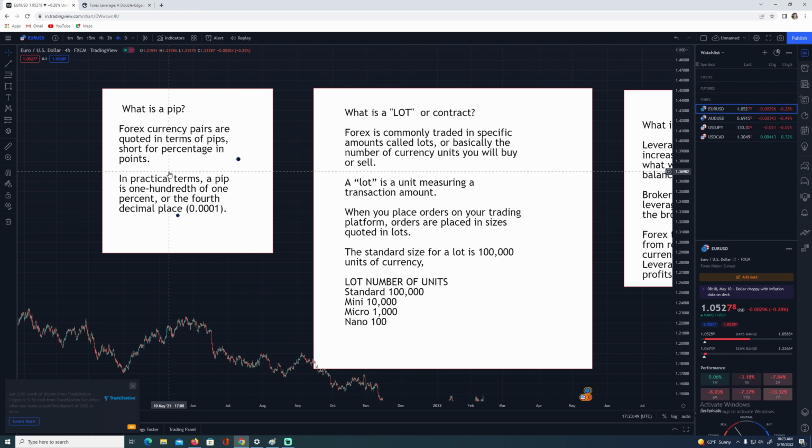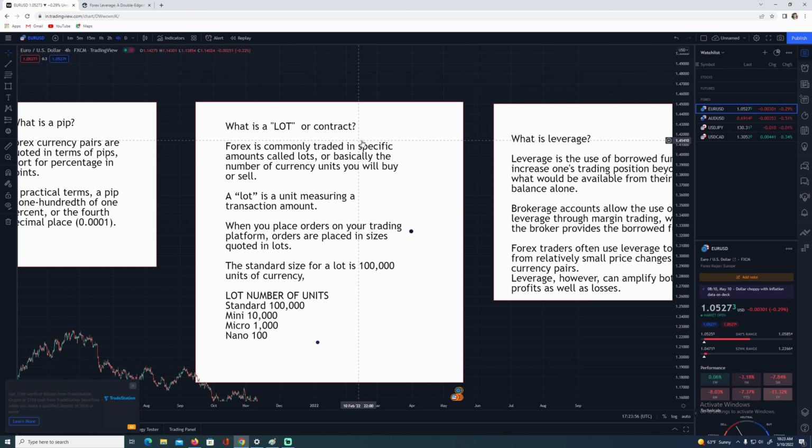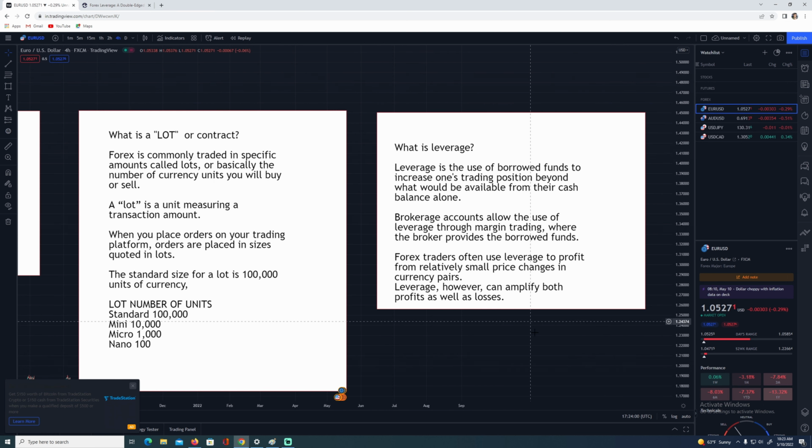Now, the other thing that goes hand in hand with pips and lot sizes is leverage. Now, what is leverage? Leverage is the use of borrowed funds to increase one's trading position beyond what could be available from their cash balance alone. Okay. So it's borrowed money. Leverage is just borrowing money.